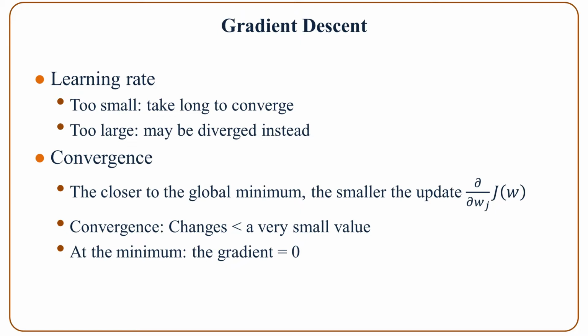The learning rate, if too small, may take long to converge. If too large, may diverge instead. The closer to the global minimum, the smaller the update is. When the change between two consecutive iterations is very small, then we can say that the algorithm converges. And at the minimum, the gradient is 0.